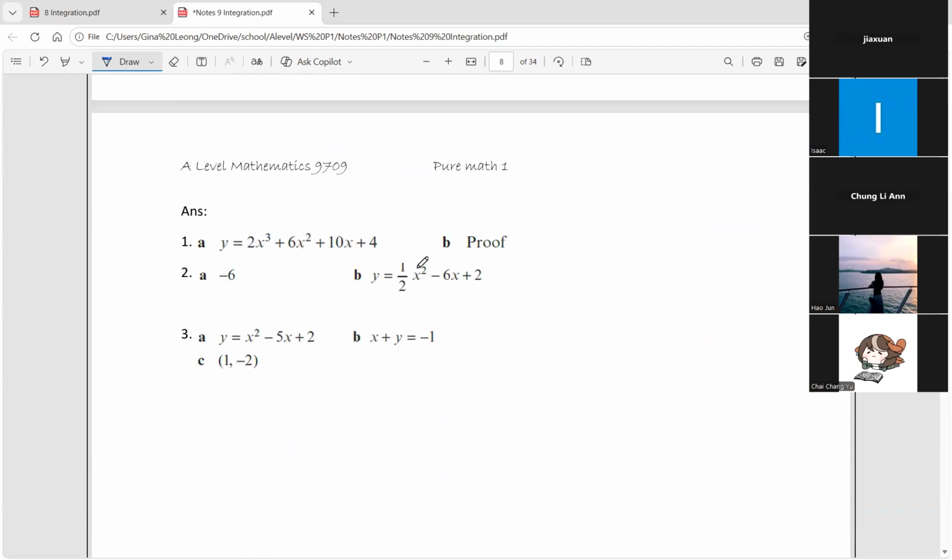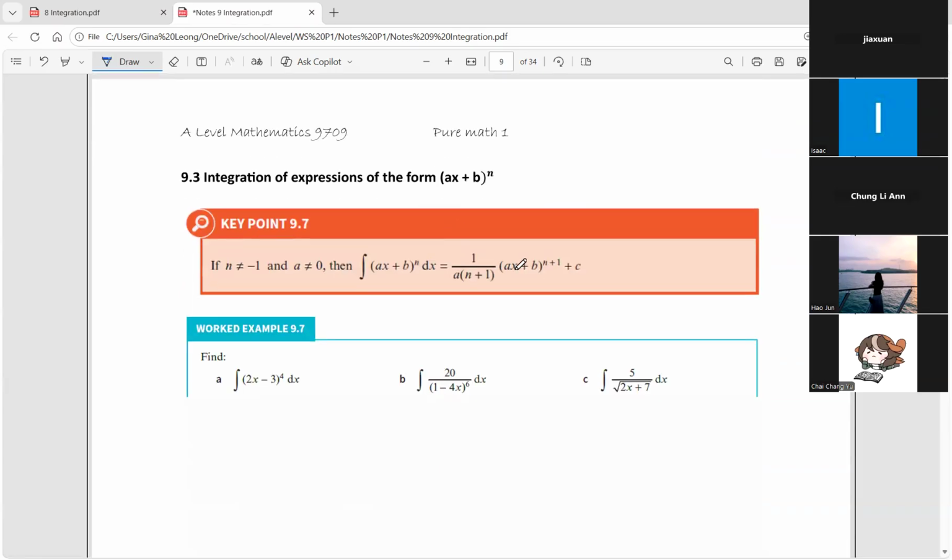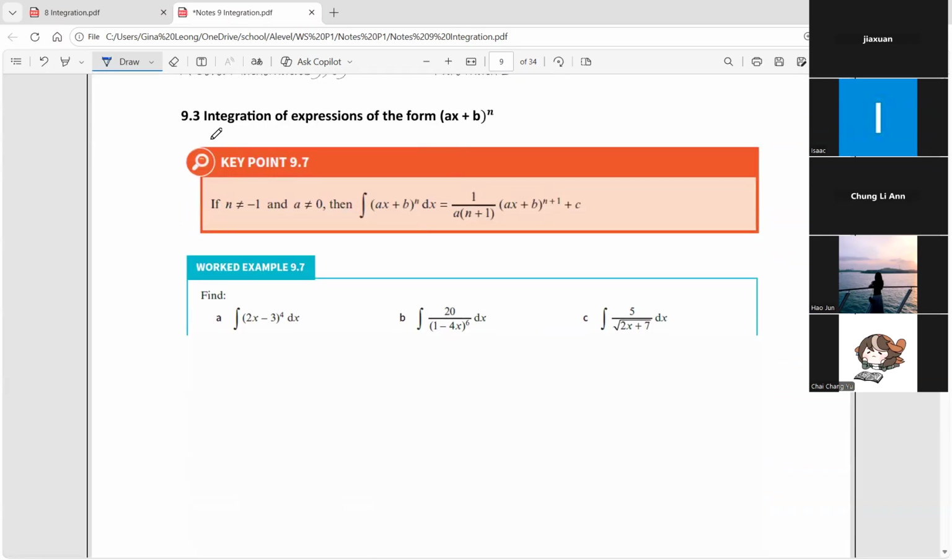So these 3 questions you can try at home. Any question you can ask. So now we move to 9.3.